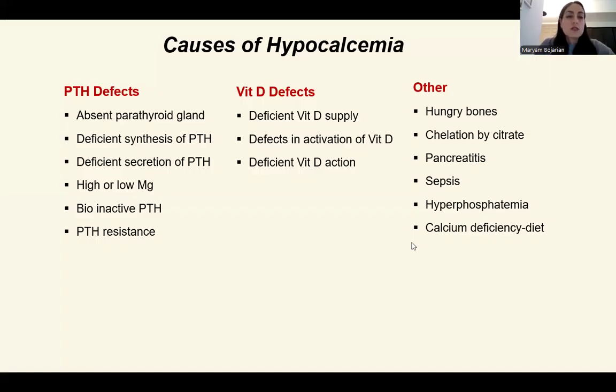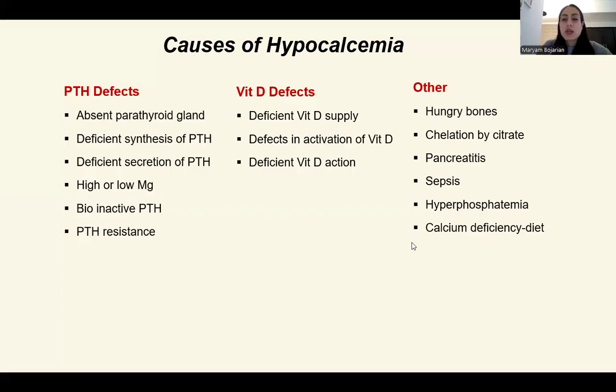In the category of vitamin D defects, we can have deficient vitamin D supply, a defect in activation of vitamin D, and deficient vitamin D action. Also, other disorders like Heinrich-Owen syndromes can cause hypocalcemia, as can pancreatitis, sepsis, hyperphosphatemia, and a calcium deficient diet as well. So I would like to talk about magnesium.